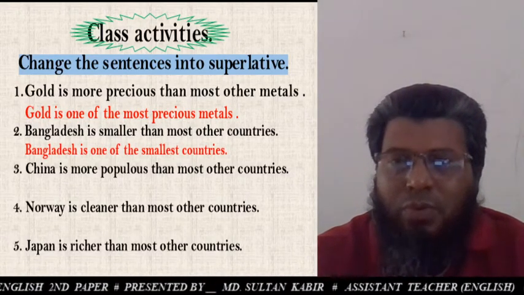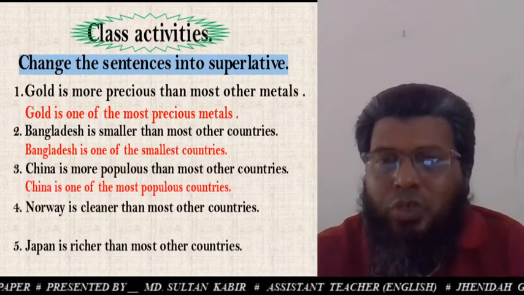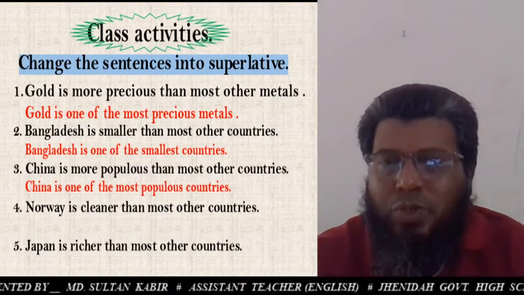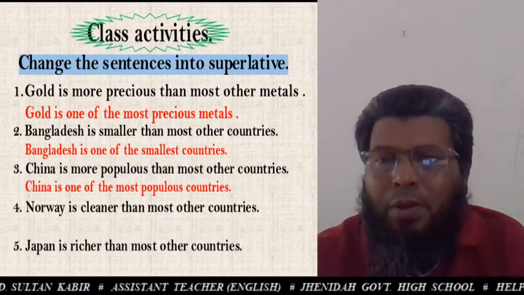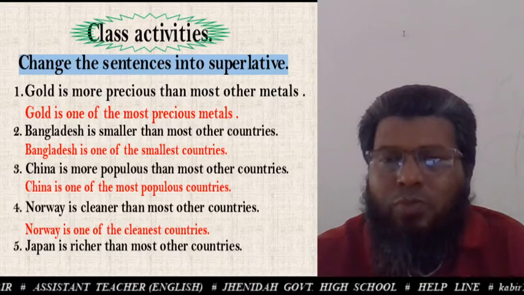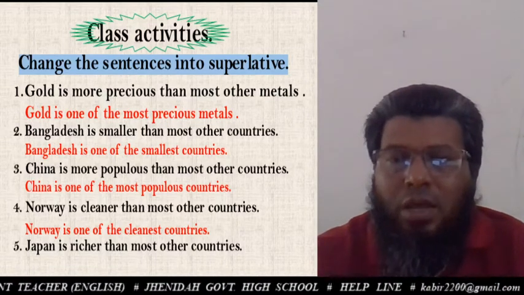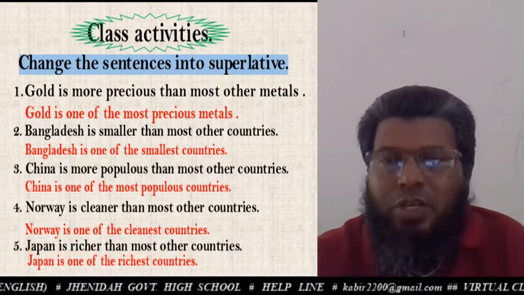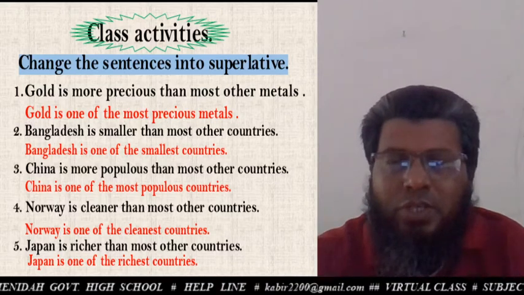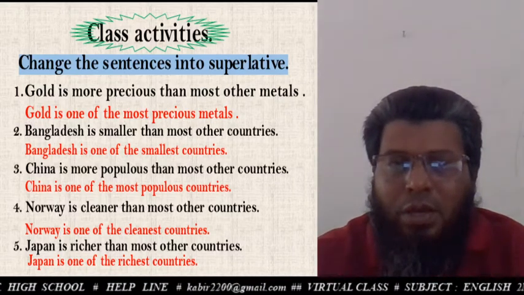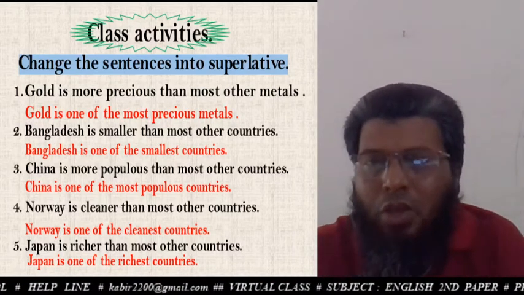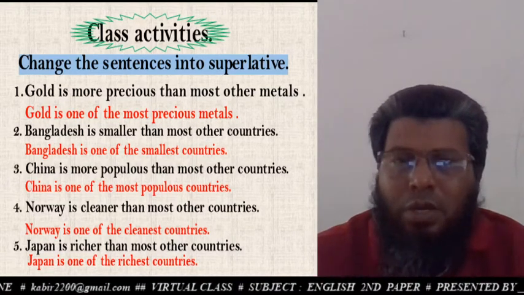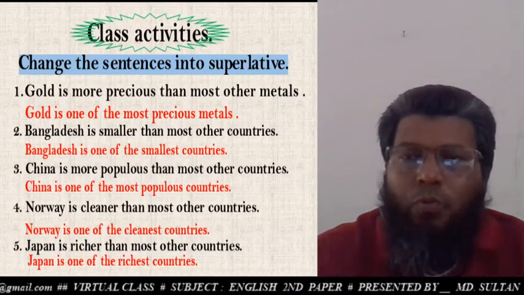Okay, now number 2, Bangladesh is one of the smallest countries. Fine, number 3, China is one of the most populous countries. And number 4, Norway is one of the cleanest countries. And number 5, Japan is one of the richest countries. I think you have got all the points.